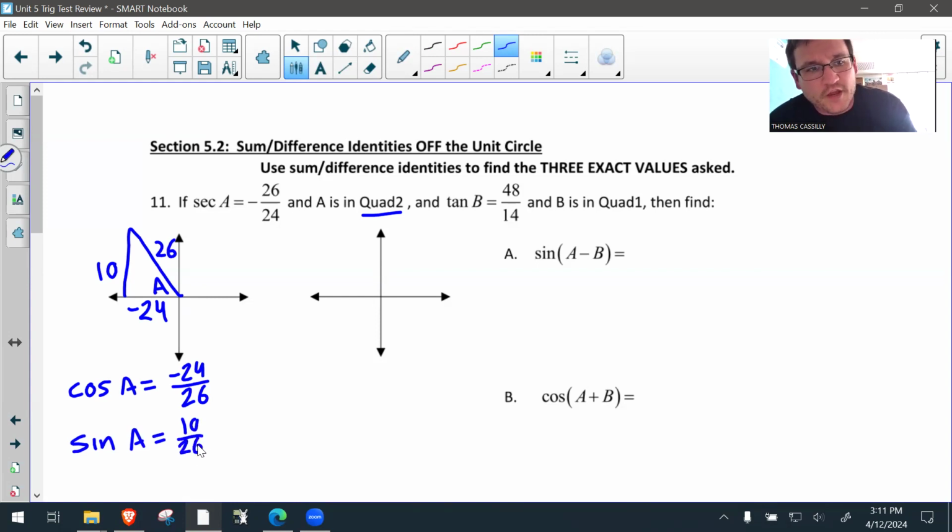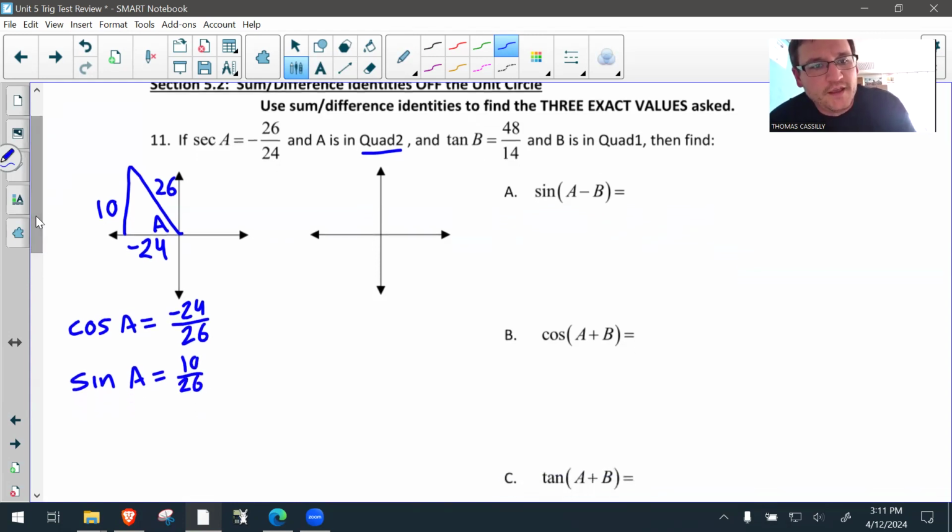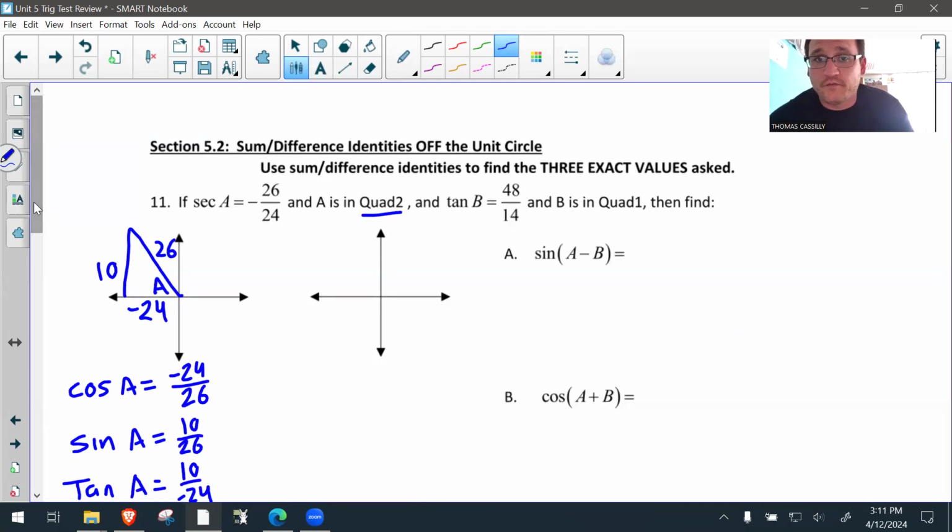And you can reduce that fraction down, I'm just going to leave it like that. And then the tangent of A is equal to 10 over negative 24. All right, there you go. So those are all your trig ratios for angle A.